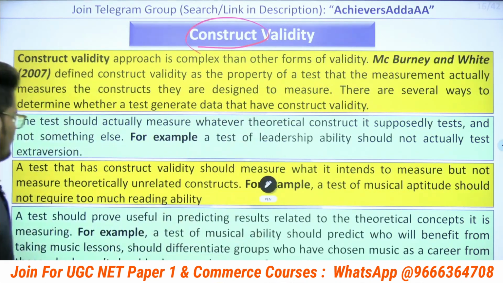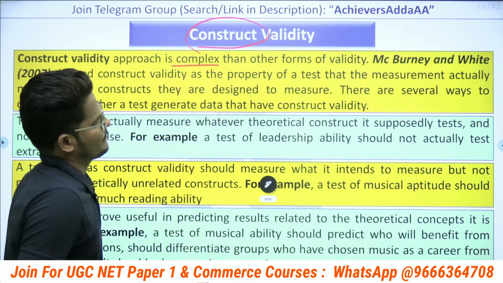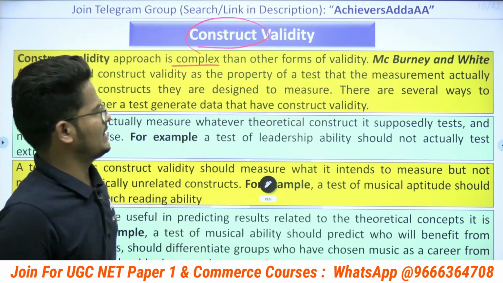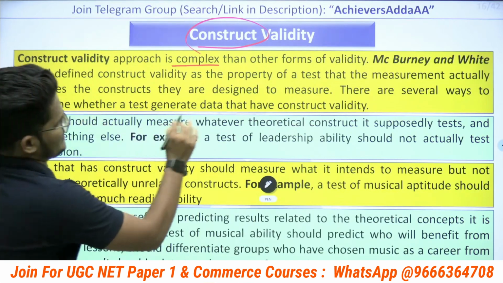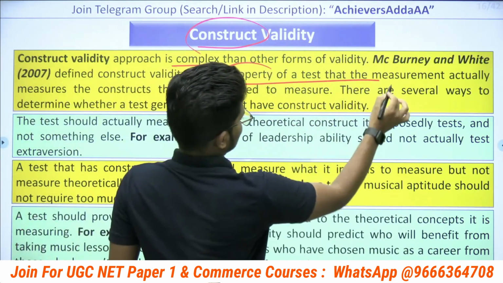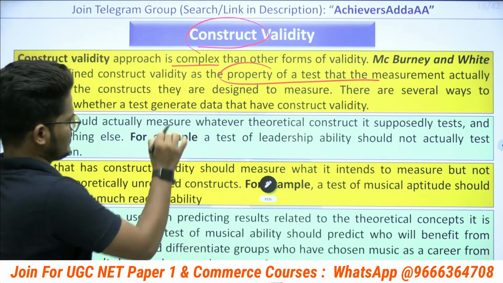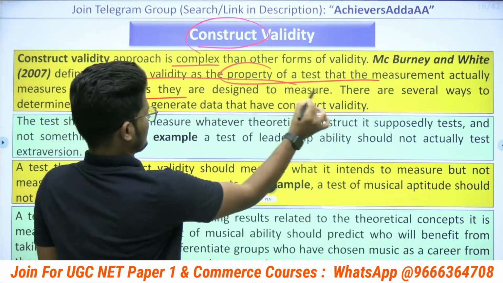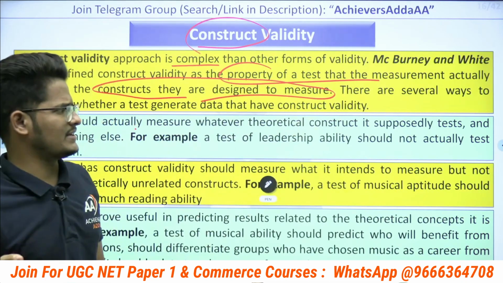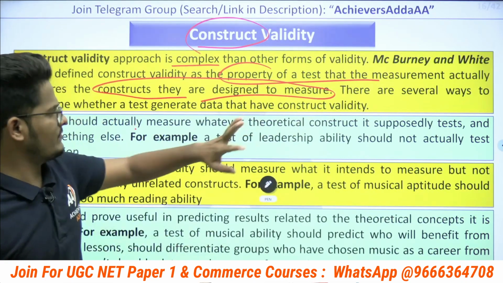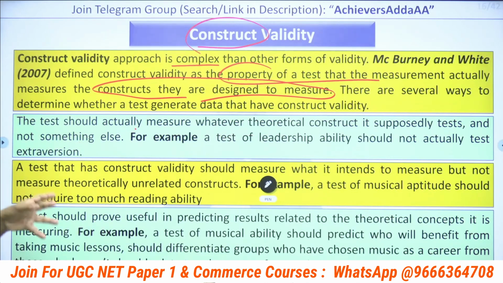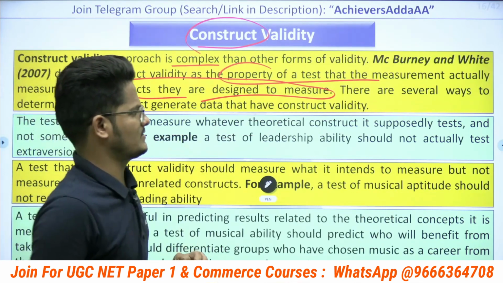Now next, construct validity, most important. Here construct validity is somewhat more complex as compared to the remaining. McBurney and White again define construct validity as a property of a test that actually measures the construct that it is designed to measure. All the definitions look the same, but everything has its own significance. There are several ways to determine whether the test has construct validity or not.